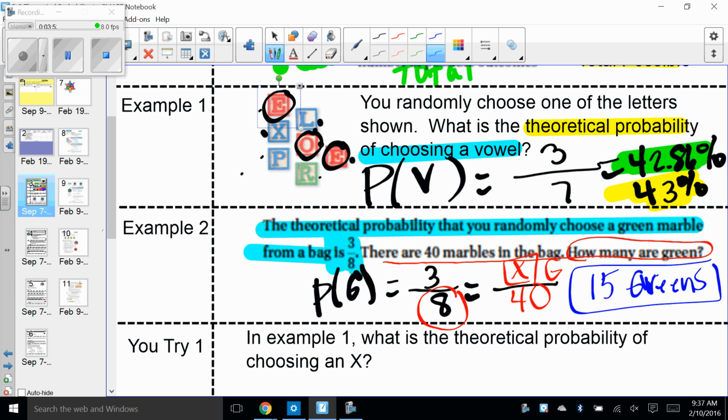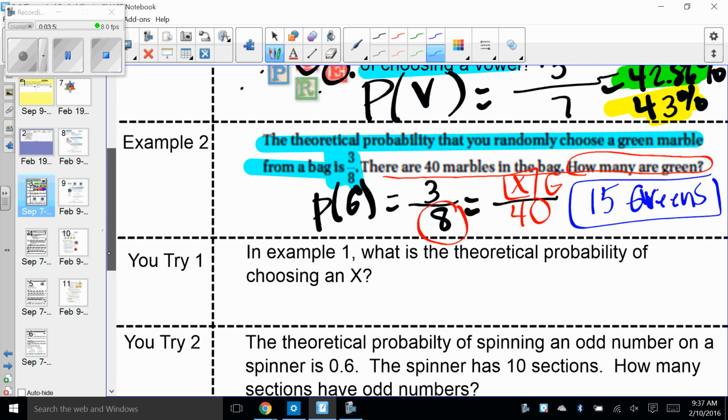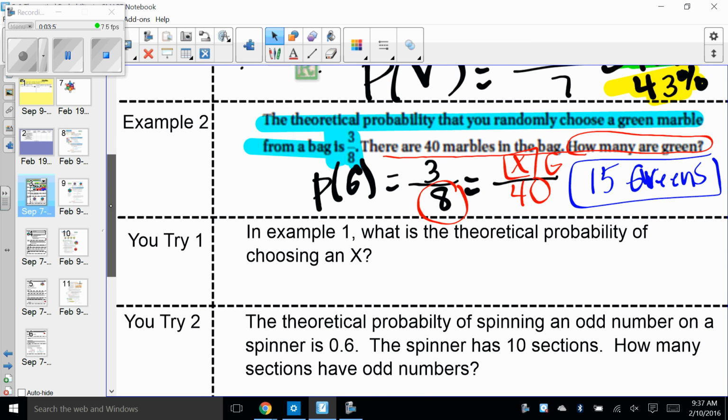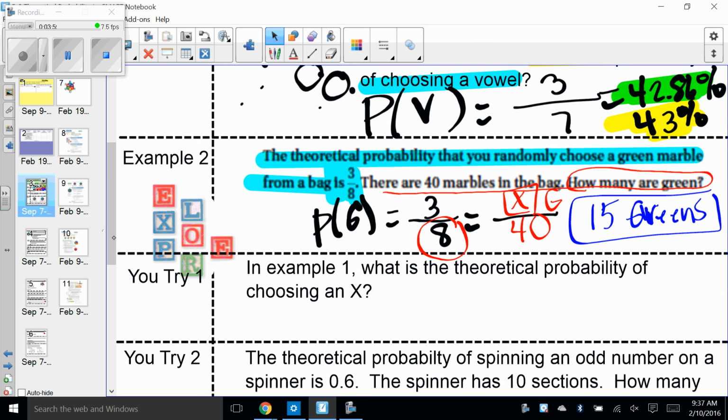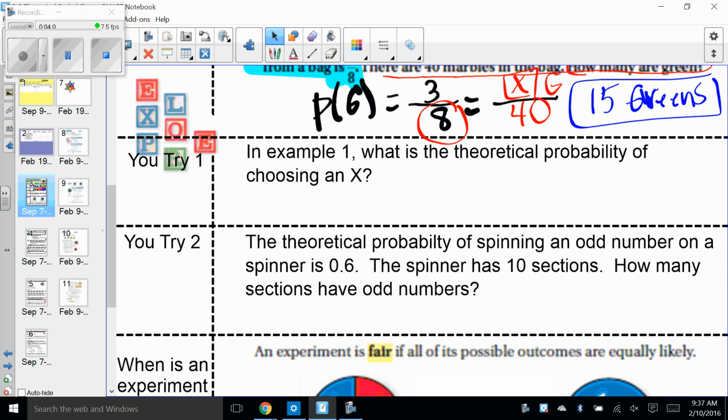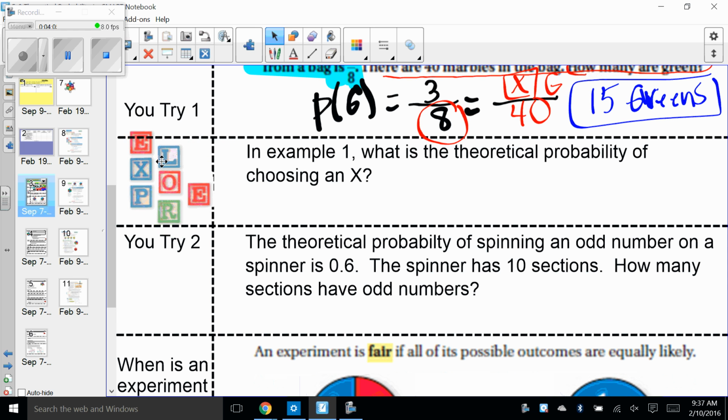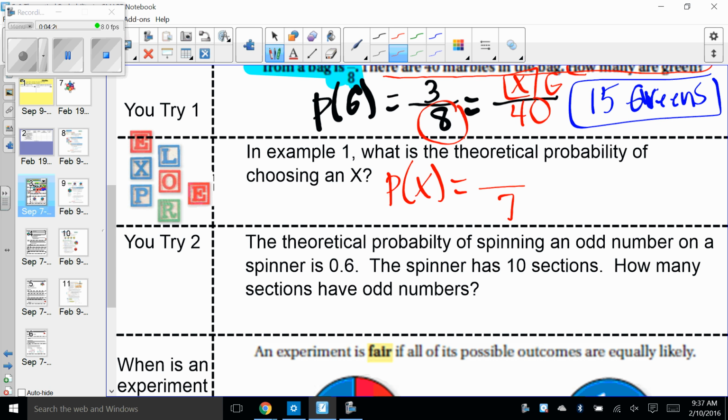Okay, moving on. Let's go to You Try 2. Now, in You Try 2, we're going to use those same blocks from above. So I might actually drag them down on my screen so we can see them, but you shouldn't have any problem seeing all those blocks. So here are our blocks. It says in example 1, what is the theoretical probability of choosing an X? So our event name would be, what's the probability of getting the letter X out of those blocks? Well, we have 7 blocks to choose from. How many are the letter X?